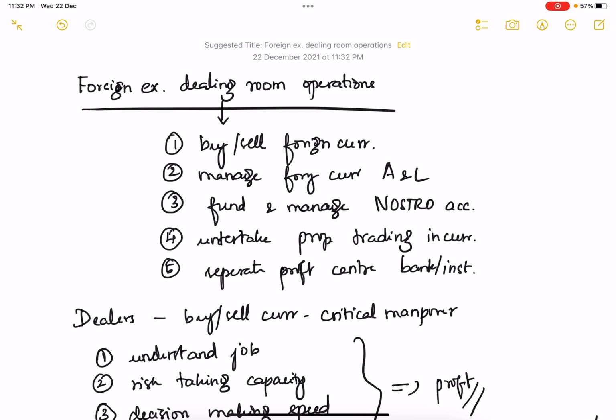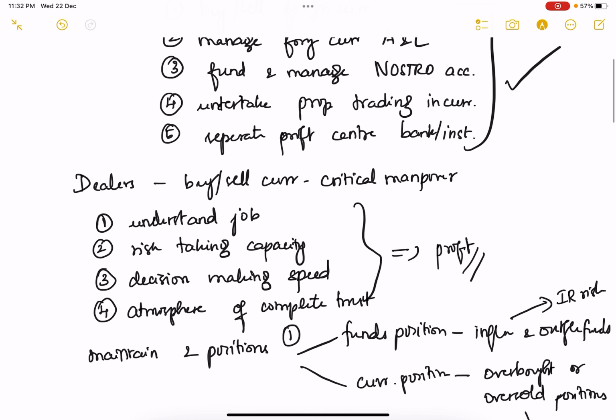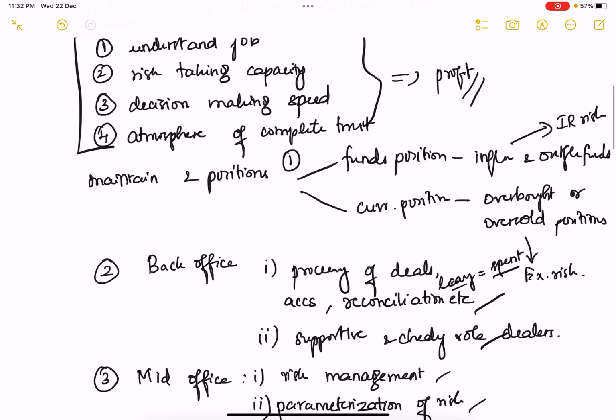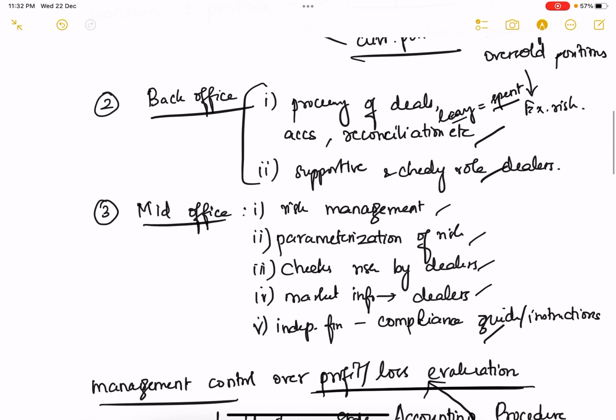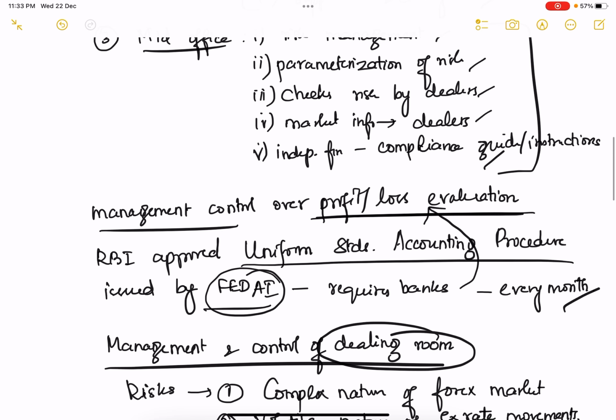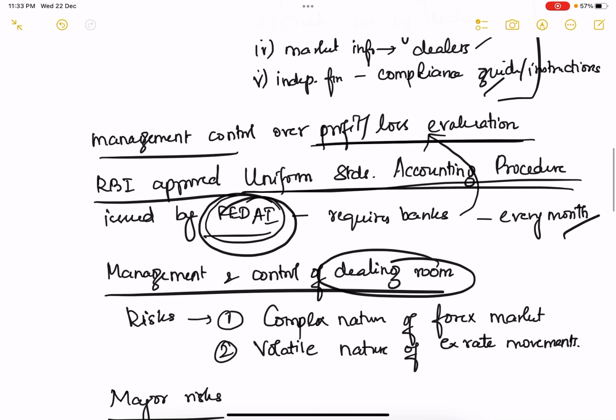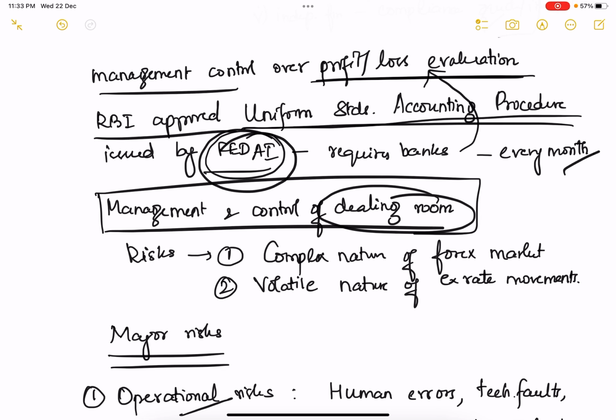So today we saw what foreign exchange dealing room operations are and what its operations are, who is a dealer, what are his functions, what is funds position, currency position, what is a back office and its functions, what is a mid office and what are its functions. And we saw about the uniform standards accounting procedure issued by FEDAI and approved by RBI. We saw about the management and control of a dealing room, which mainly concentrates on risks. Only then can the dealing room management and control be successful.